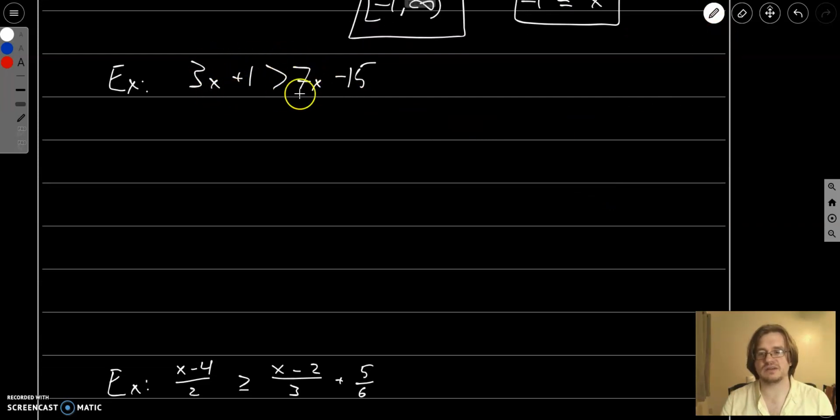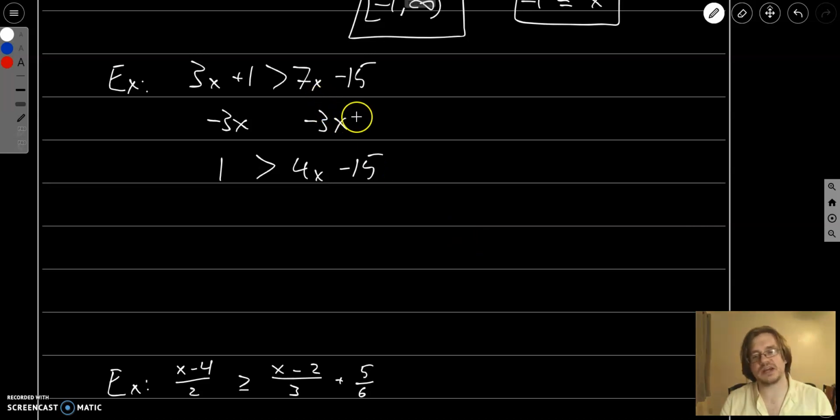So here maybe I want to avoid the negative signs again. So what I will do is subtract a 3x from both sides to get, on this side, just 1, it will be greater than 7x minus 3x, which is 4x minus 15. Notice that if I subtracted a 7x from both sides, 3 minus 7 is going to be -4. So that's why I did the 3 instead of the 7. But it doesn't matter, both ways work.